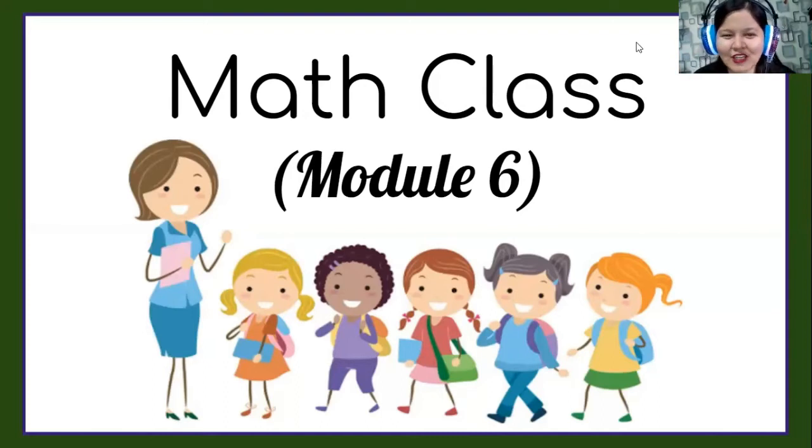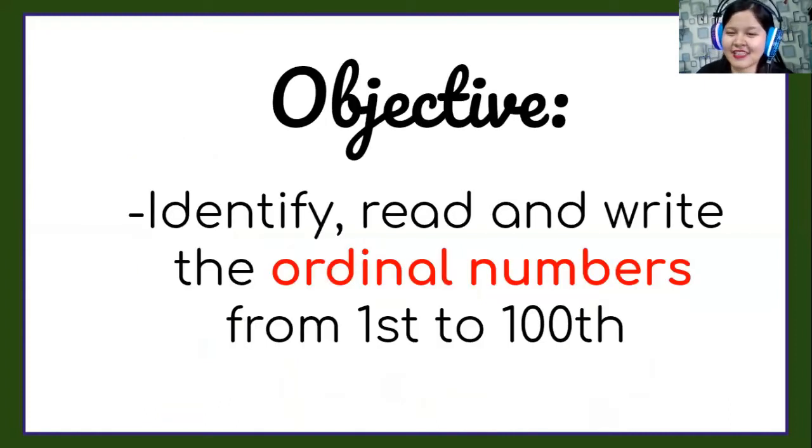Okay, so what have you noticed on our screen? What do you see? Okay, so there are students lining up in front of the teacher. This has something to do with our lesson for today. And our objective is we're going to identify, read, and write the ordinal numbers from first to 100th.